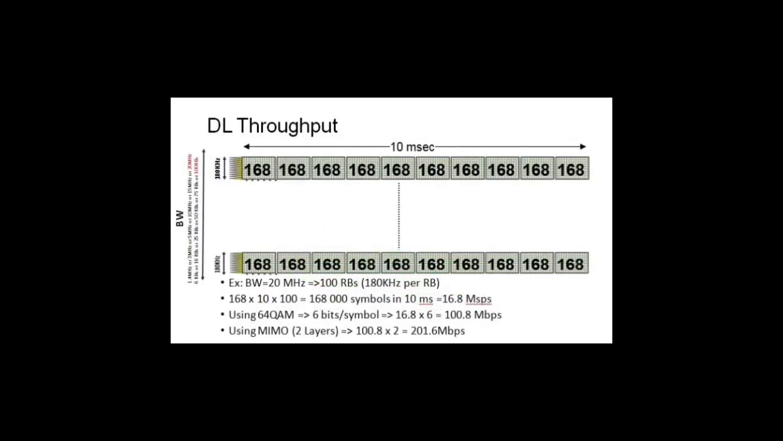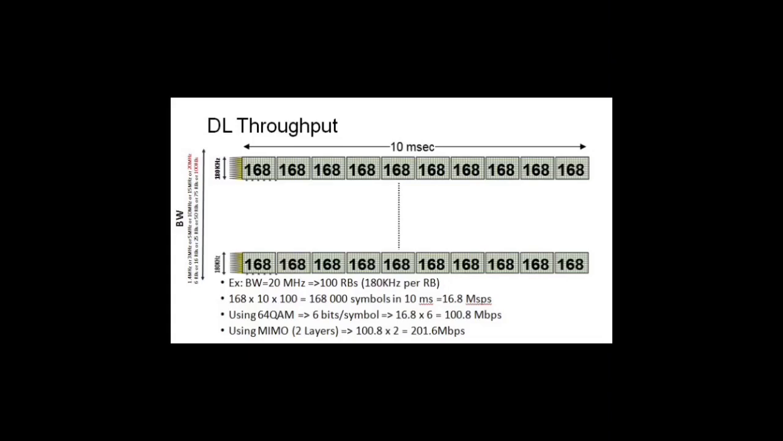This is an example on how to calculate throughput in downlink. As mentioned earlier, we have 6 available bandwidths, and for each bandwidth we have a corresponding number of physical resource blocks. Suppose bandwidth is 20 MHz, so we have 100 resource blocks. Each resource block is equivalent to 180 kHz in the frequency bandwidth. Now in the time domain, we have a 10 millisecond radio frame consisting of 10 subframes. Each subframe carries 168 symbols.